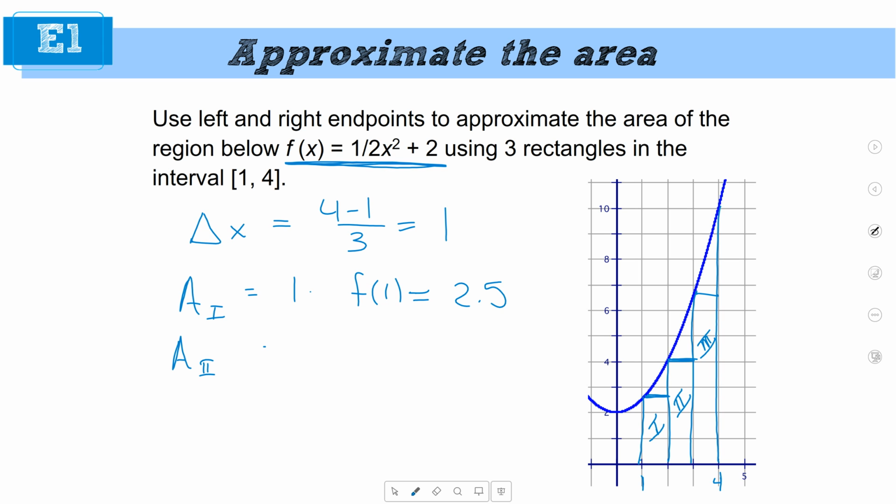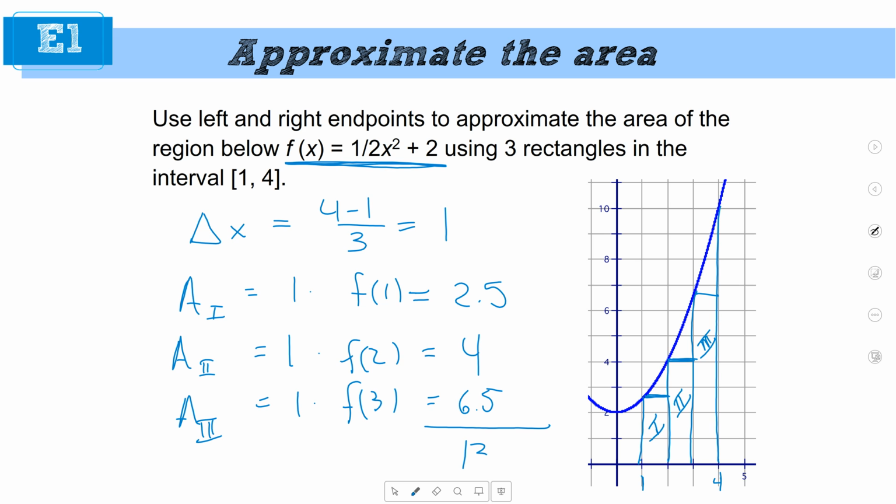Area 2 still has a width of 1. Now it has a height of f of 2, and f of 2 is 4 times a half, which is 4. Last but not least, area 3: 1 still times f of 3, which is 9 times 1/2 is 4.5, plus 2 is 6.5. Therefore, the area would be 10.5, 13. Overestimate or underestimate? Underestimate, right, because we got some wasted space between the function and the rectangles.